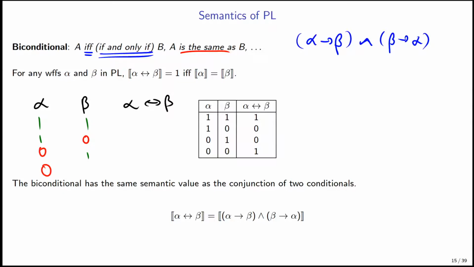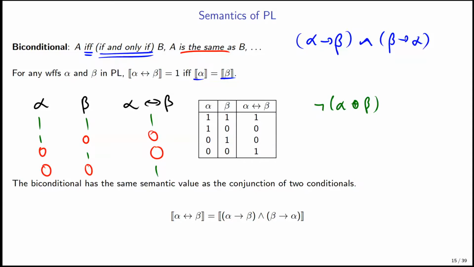This is going to be true if the values of alpha and beta are exactly the same. So if the value of alpha is equal to the value of beta. In the first row, alpha and beta are both true, so alpha if and only if beta is true. In the second row, alpha is true, but beta is false. Different values, it's false. In the third row, alpha is false, beta is true, different values, so it's false. Last row, alpha and beta are both false. Therefore, alpha if and only if beta is true. This is also like saying it's the opposite of alpha exclusive or beta.